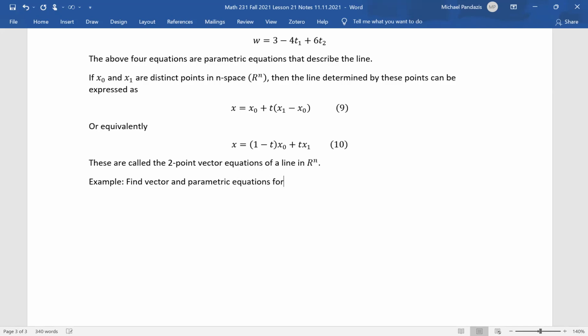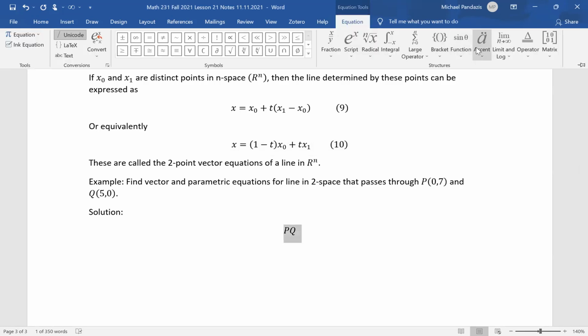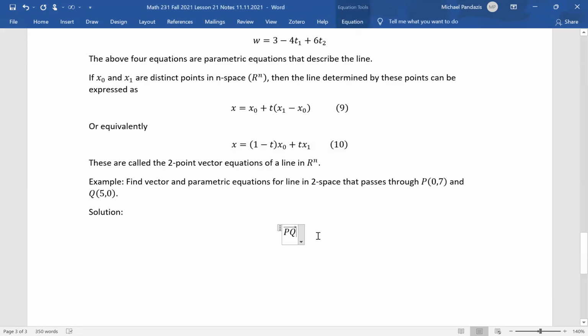Okay. Example. Find vector and parametric equations for the line in 2 space that passes through the point P, which is at 0, 7, and the point Q, which is at 5, 0. Okay, so the solution is that the vector PQ, the vector starting at point P and ending at Q, I'm just going to add the arrow symbol at the top. Okay, so the vector PQ, starting at P, ending at Q, you just subtract corresponding coordinates.